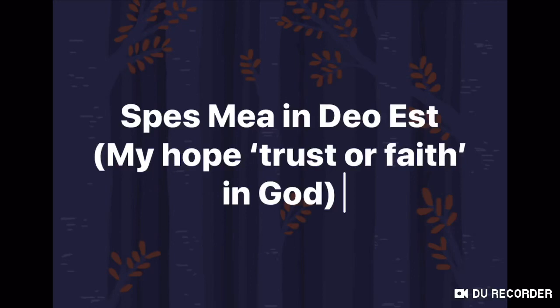Spes mea in Deo est. My hope or trust or faith in God. My hope in God, my trust in God. And that's the motto for the double-headed eagle, 32nd degree, Freemasonry. And it really represents a stifling in one's knowledge. 32nd degrees, frozen at 32nd degrees.